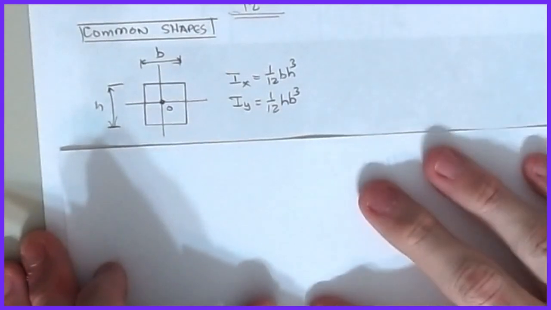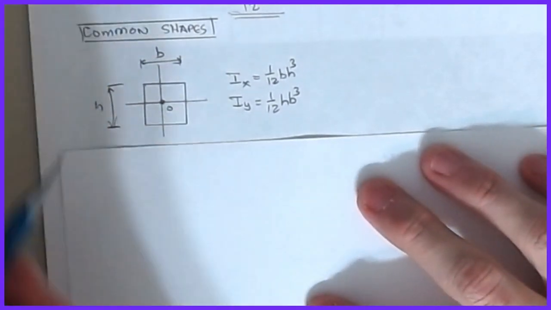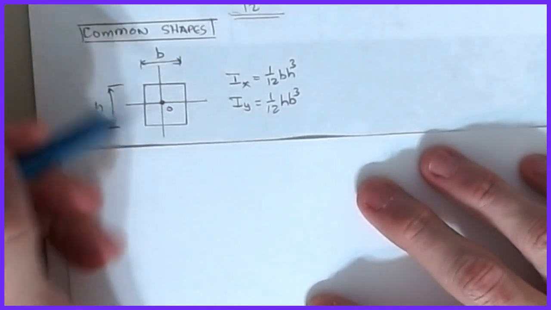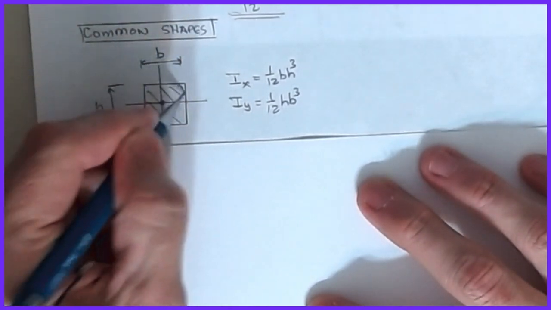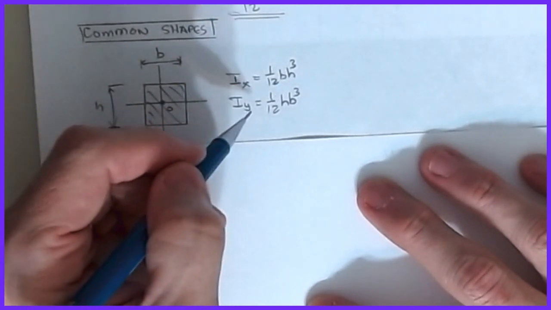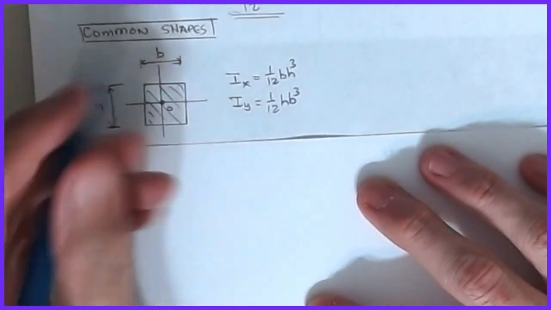All right, so to recap, let's talk about some of the common shapes that you come up with in basic structural engineering applications. So if we go back and look at our basic rectangle here, b wide, h high, we already said Ix was 1/12 bh cubed, Iy 1/12 hb cubed. The b's and the h's flip.